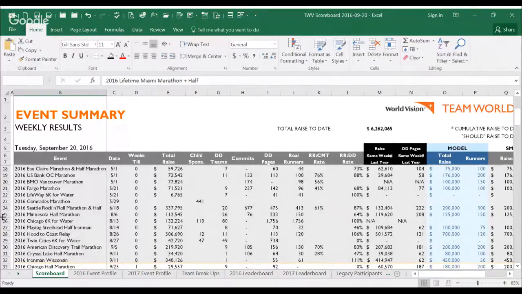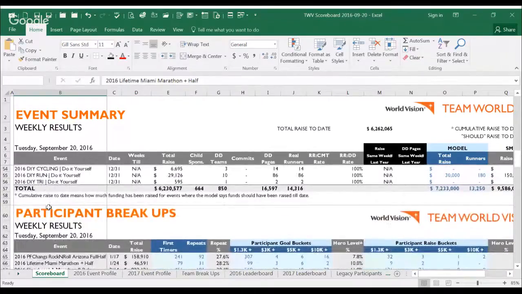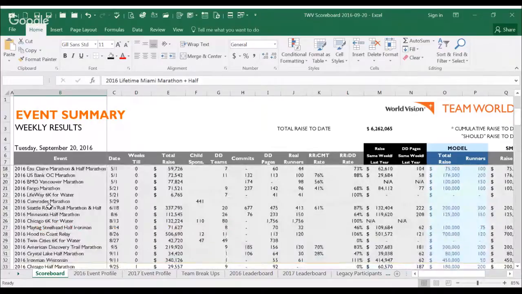But then also we have the next sheet, which is on breakups of participants and the ways that we look at them. So if you look here, you have obviously the date of the event, how many weeks till the event is going to occur, what the total raise is. This number here is for the event. The only reason why this number might be different than what's on the web page at the moment that I took the report is 6K referrals that our participants are receiving.